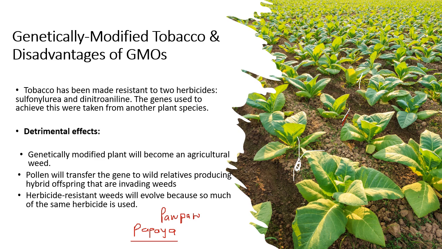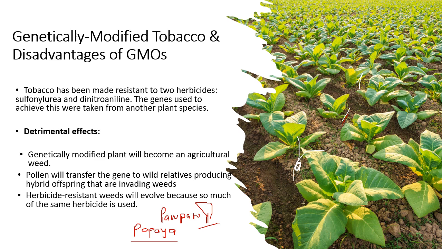What this means is that the tobacco is able to withstand a herbicide, so if it starts growing next to my papaya, for example, and I say, okay, well, in this case, I also need to use a herbicide, if I spray the herbicide, there's a chance that the tobacco will not die because it has been made resistant. So that is one of the detrimental effects of genetically modified crops.